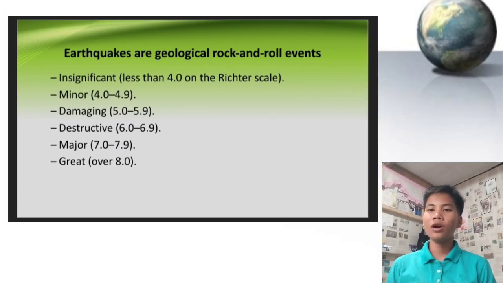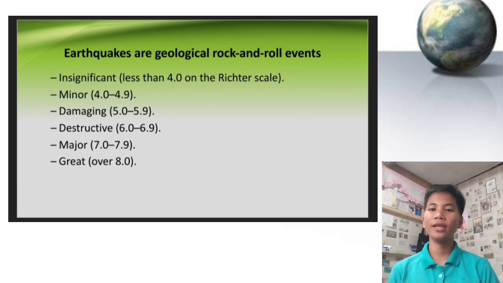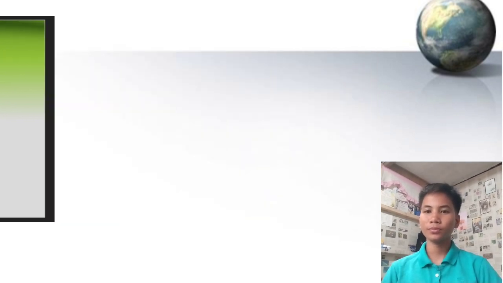So these are a sample of the measures on the Richter scale. First is insignificant, less than 4.0 on the Richter scale. Next, minor, 4.0 to 4.9. Next, damaging, 5.0 to 5.9. Destructive, 6.0 to 6.9. Major, 7.0 to 7.9. And last, great, over 8.0.